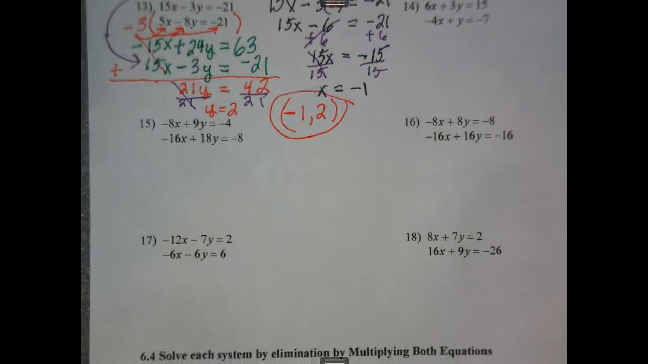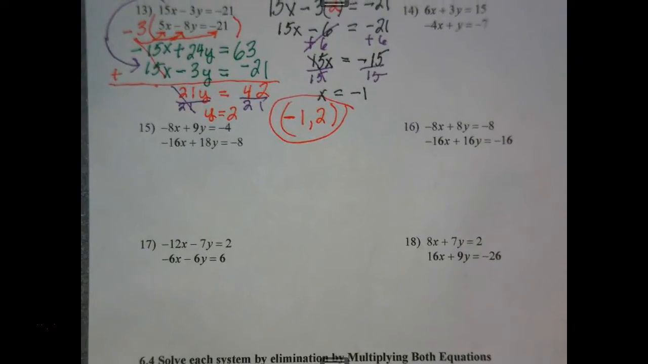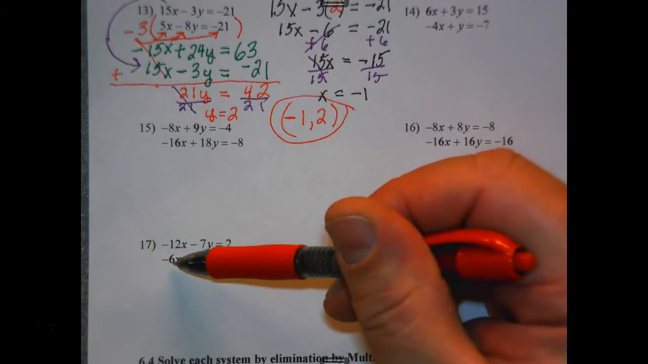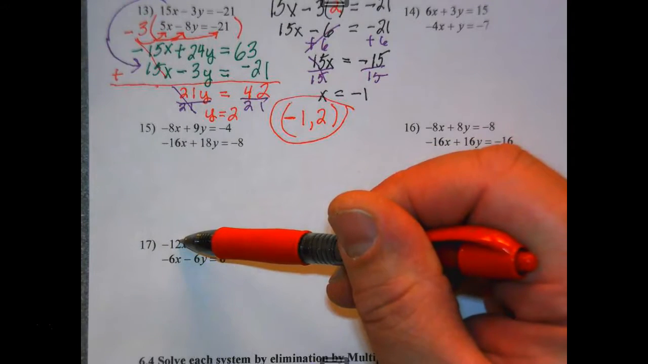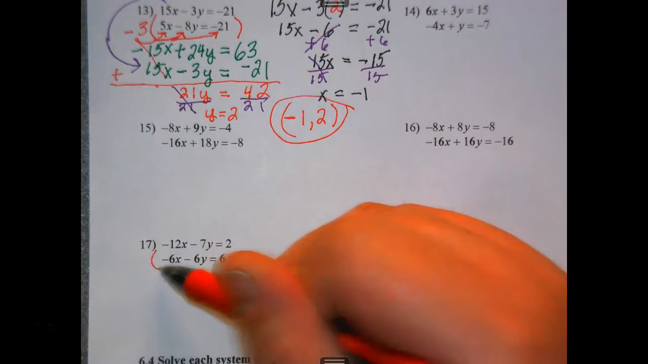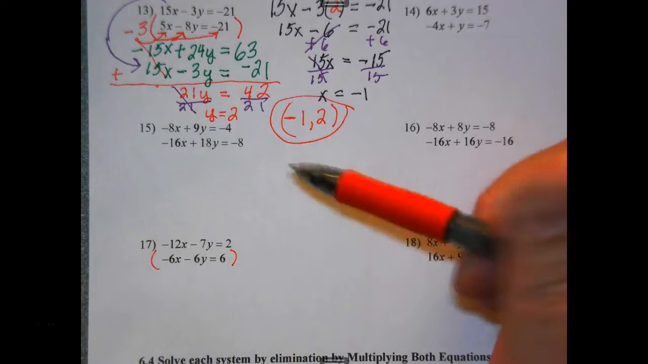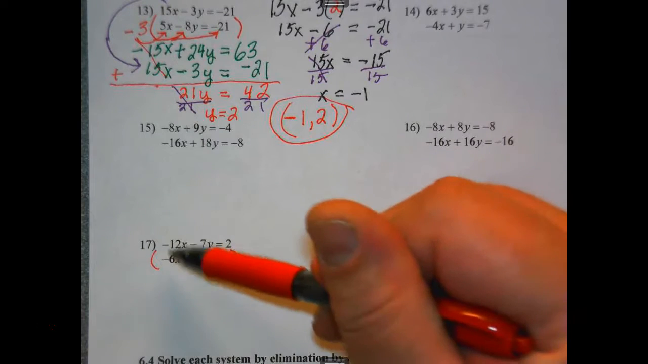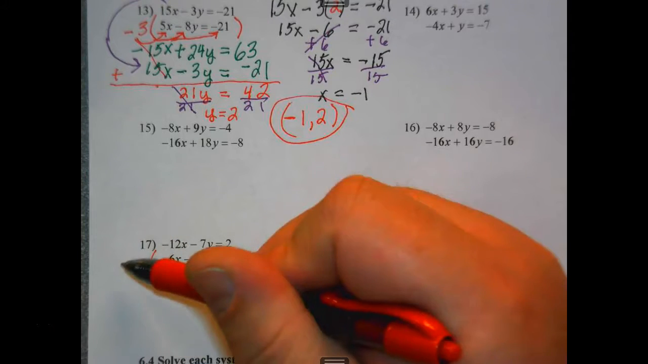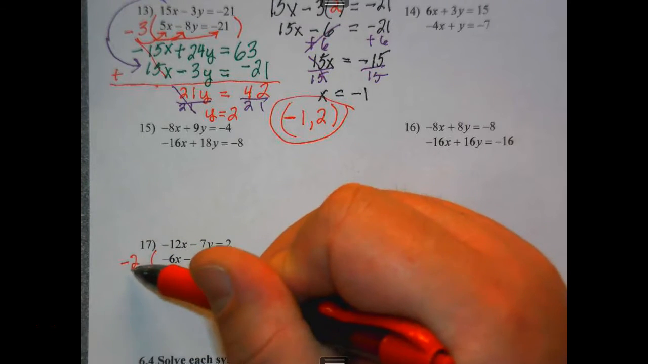Let's do number 17. I'm going to pick one of the equations and multiply it by a number. Since 6 is a factor of 12, I'm going to multiply the bottom one, and I want opposite signs, so I'm going to have to change the sign. So I'm going to multiply it by negative 2.